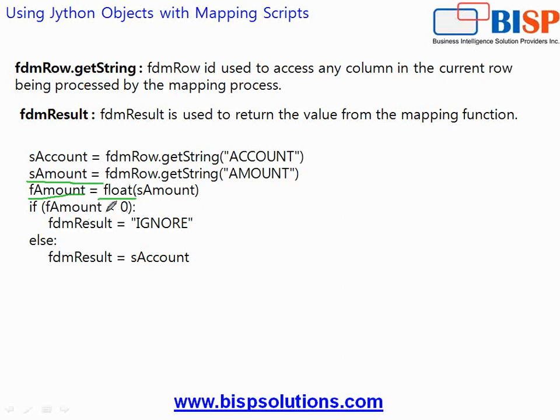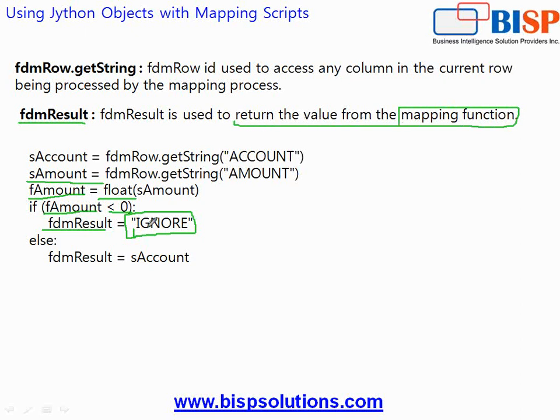And my condition is fairly simple. If my amount is less than 0, ignore it, do not load. Ignore is basically a keyword, and fdmResult equals Ignore means do not load data. If you look at your expression, fdmResult is used to return the value from the mapping function.